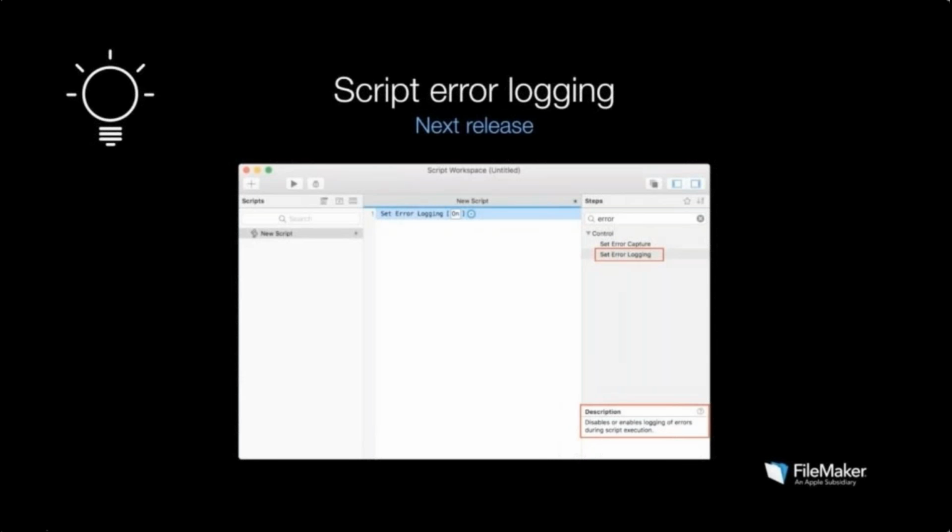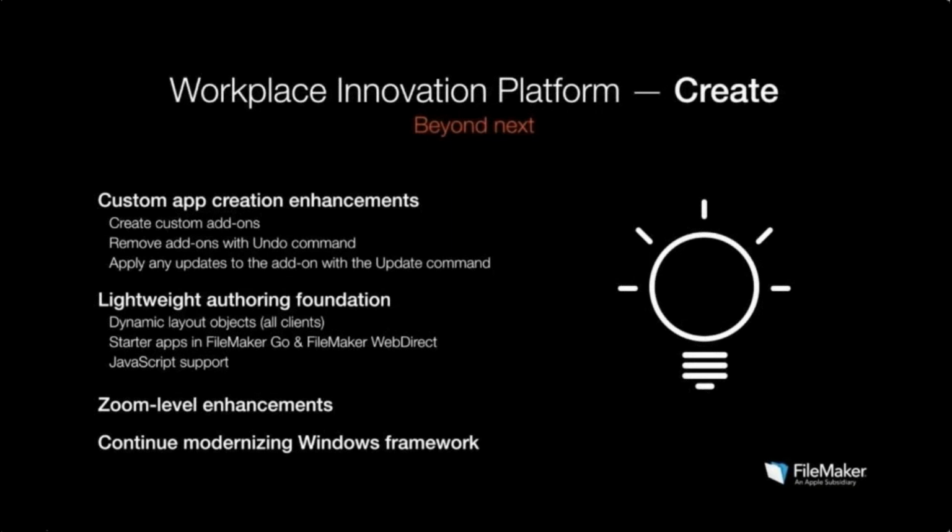Also in the next release, script error logging will provide a new preview script step, set error logging, which can be on or off. It'll be off by default. When you set error logging on, if a step returns an error, the script will write to a log file on the client's machine in their documents folder. A single file named scripterrors.log is created on demand only when error logging is turned on and an error is encountered for the first time. So those are the features in the next release under the category of create.